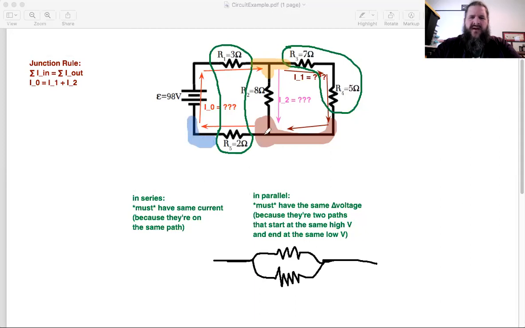So R2 and R5 both have the same voltage at this point, but the other end of R2 and the other end of R5 are not the same voltage. They're not the same region of the circuit. So we can't say R2 and R5 are different paths that start at the same point and end at the same point. They have different endpoints. So those are not in parallel and also not in series.